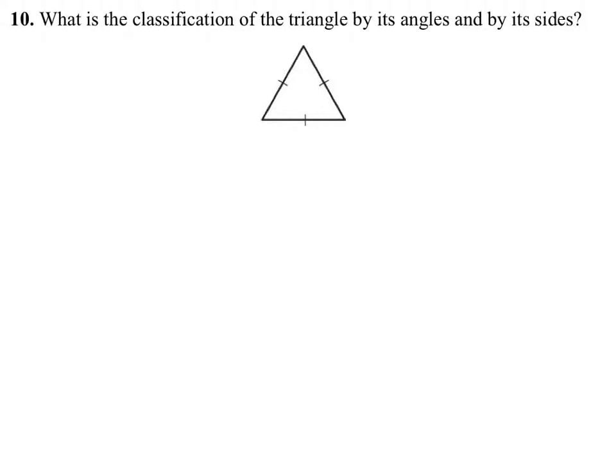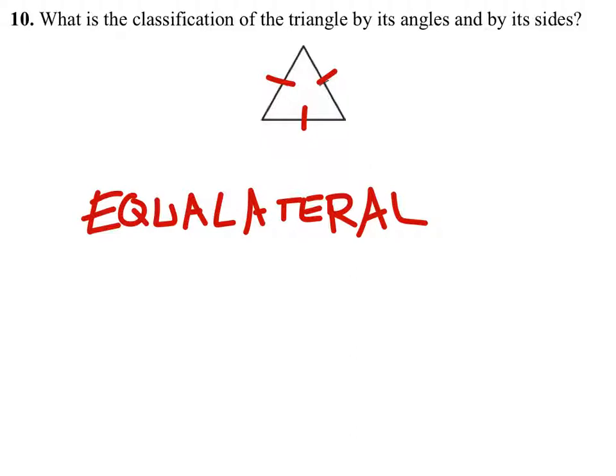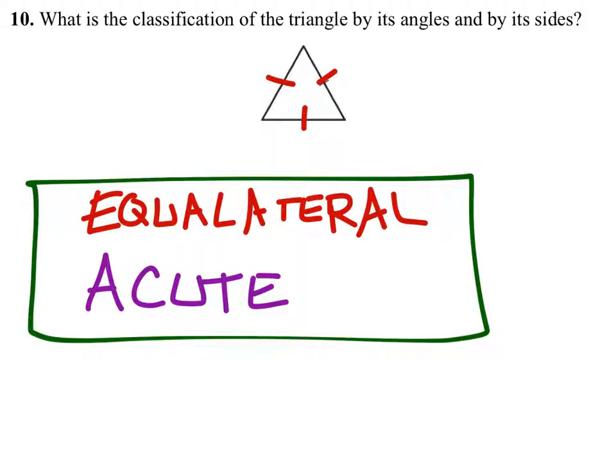What is the classification of the triangle by its angles and sides? Some of you guys still forgot that the poster is in the back, so you could have just looked at it and classified it. Some of you guys just didn't need it, which is okay. This one, with the markings, we can see that these all have the same markings, which means it's equilateral at least. So that is equilateral. All 3 of these angles appear to be less than 90 degrees, so that would be acute. Alright, so it's an equilateral acute triangle. Done.